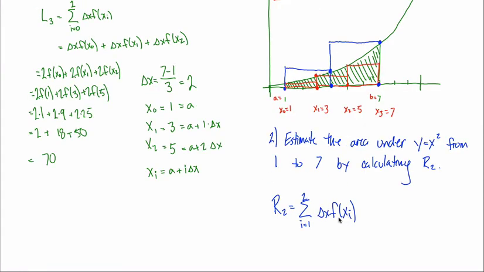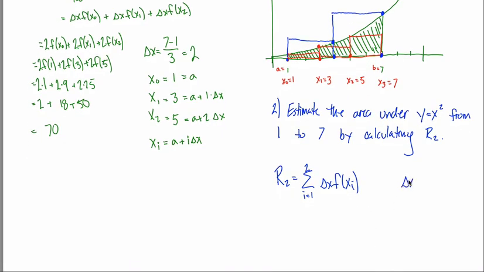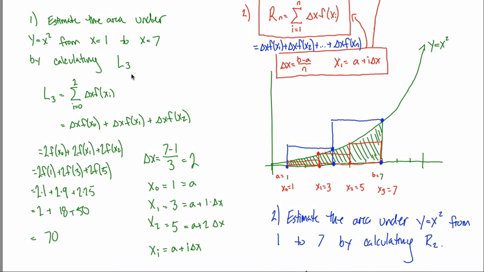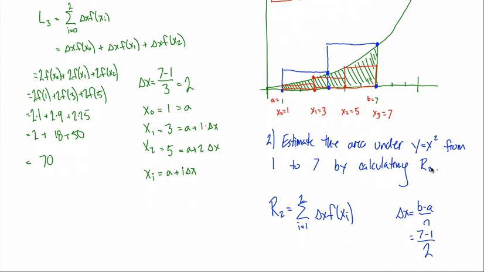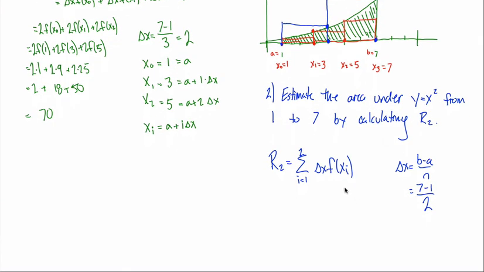In order to use this formula, I need to know what delta x is, and I need to know what all the different xi's are. You can get that from the picture, or you can get that more algebraically. Delta x is always (b minus a) over n. b is still 7, a is still 1, but be careful, now n is equal to 2 because we were specified R2. This has nothing to do with changing from left to right endpoints. It has to do with my subscript changing from 3 to 2. The subscript always tells you the value of n. 6 divided by 2 is 3.